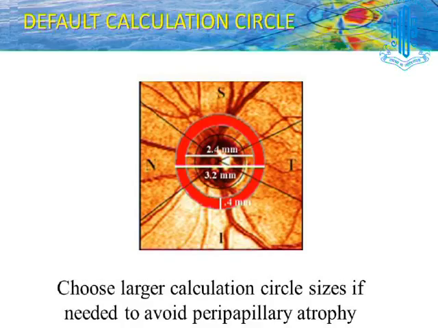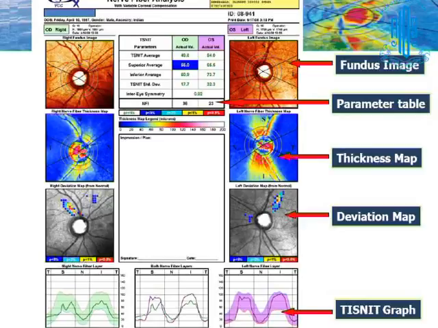Basically, it has a default calculation circle which is centered on the center of the disc. The width of the calculation circle is 0.4 millimeter. If there is a peripapillary atrophy, you have the option of choosing a larger calculation circle. But remember that the calculation circle which comes as a default has a normative database. Other circles cannot have a normative database comparison.